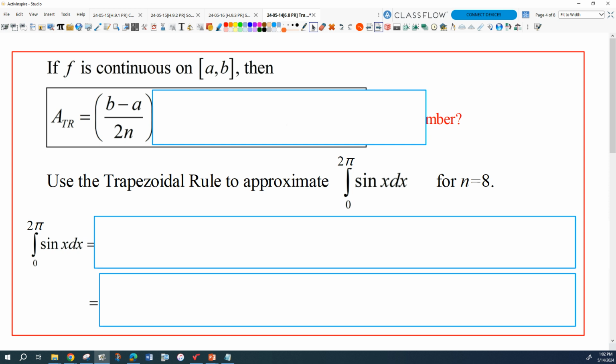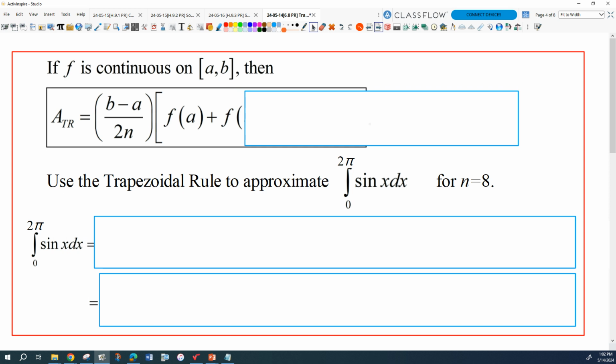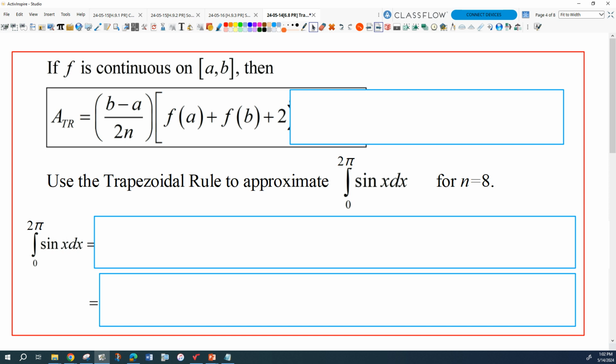That's what's out front, times f of a plus f of b plus 2 times the sum of what? Say it again. The interior values, yeah. 2 times the sum of f of x sub i as i goes from 1 to n minus 1.